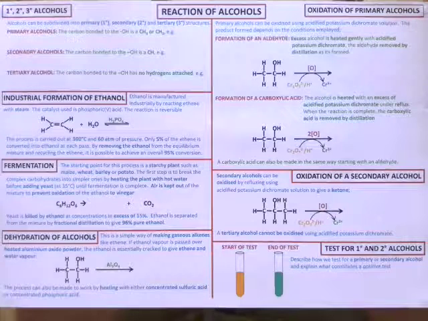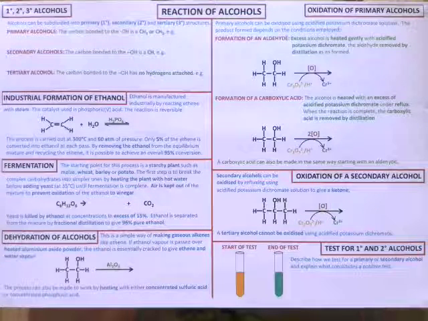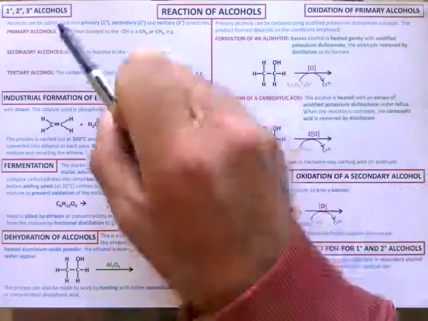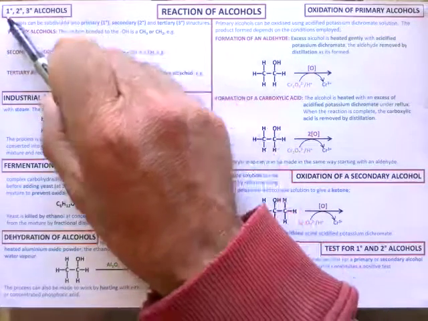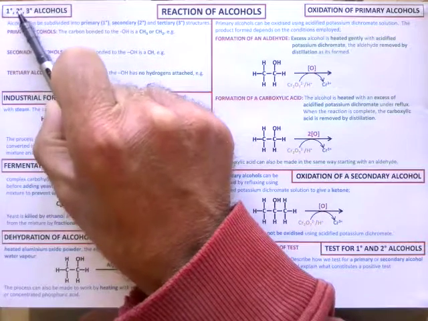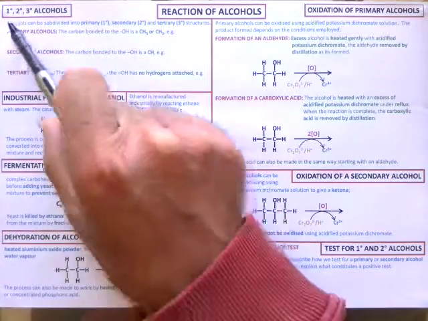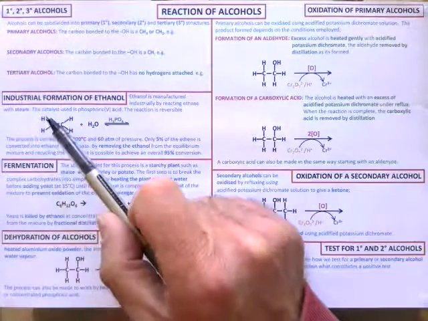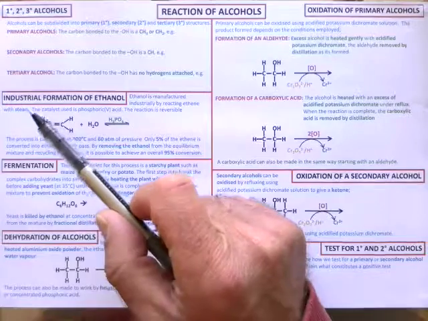Okay, guys, so we're going to have a look at the reactions of alcohols here. We're going to start by looking at the various types of alcohols you can get. Now, this 1 degree, 2 degree, 3 degree symbol indicates a primary, a secondary, and a tertiary alcohol. You can subdivide alcohols into these three classes.